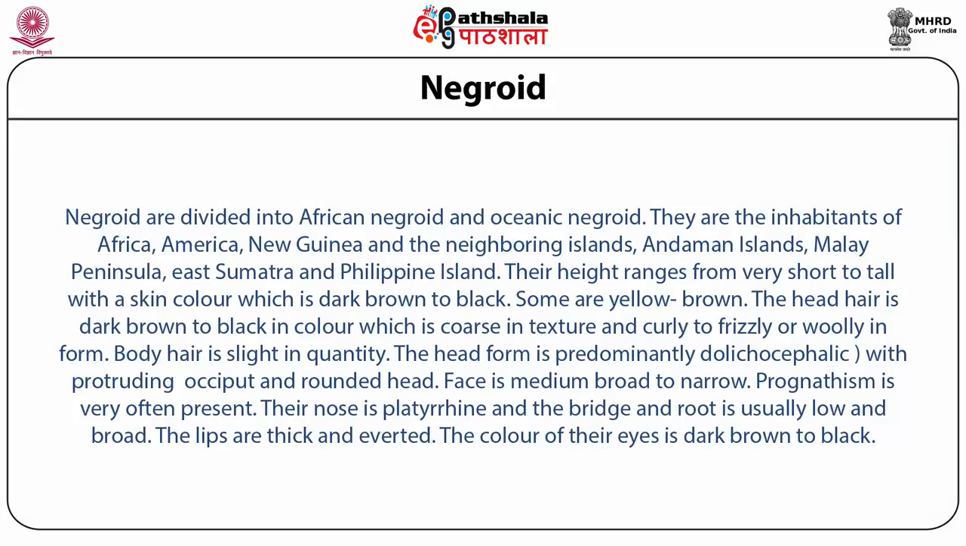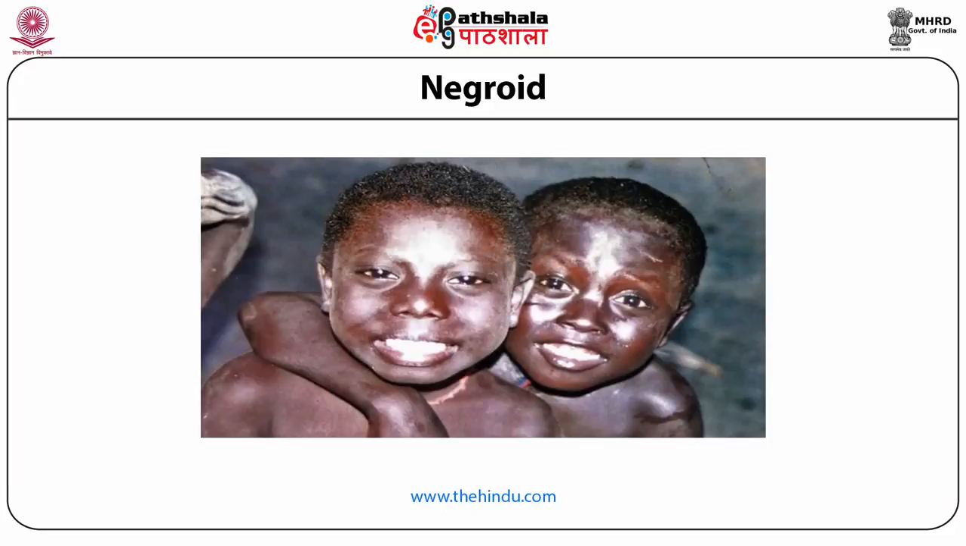Negroids are divided into African Negroids and Oceanic Negroids. They are the inhabitants of Africa, America, New Guinea, and the neighboring islands, Andaman Island, Malaya Peninsula, East Sumatra, and Philippines Island. Their height ranges from very short to tall, with a skin color which is dark brown to black. Some are yellow brown.